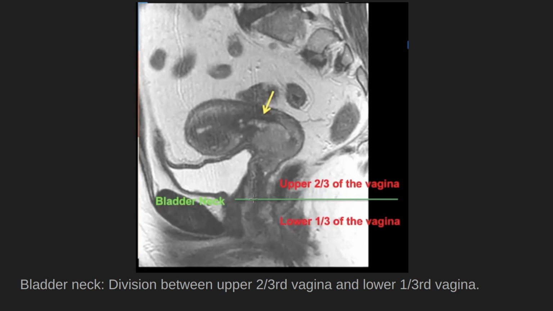Another important anatomic marker is the bladder neck. So you see this is the urinary bladder anteriorly, and this is the bladder neck, right where the urethra begins. And if you draw a line horizontal at that level, the point where it cuts the vagina is a fair marker of distinguishing the upper 2/3 of the vagina from the lower 1/3 of the vagina. It's important to distinguish if the tumor is extending from the upper 2/3 to the lower 1/3 of the vagina, because it changes the stage of the disease. So the bladder neck can serve as a marker of distinguishing these two levels.